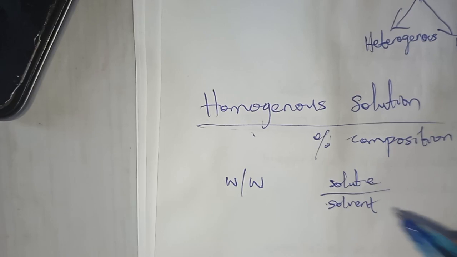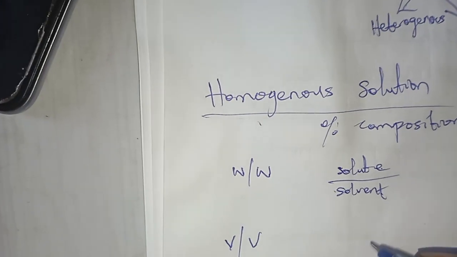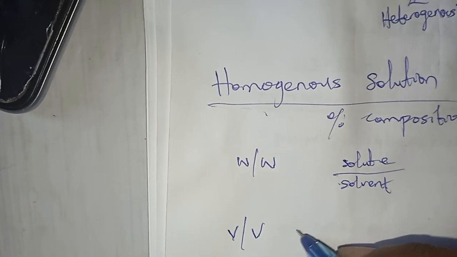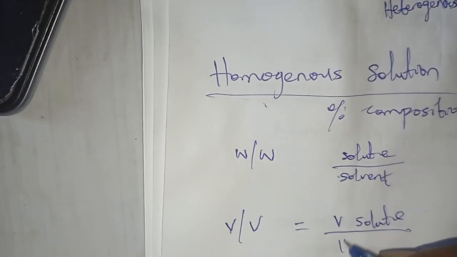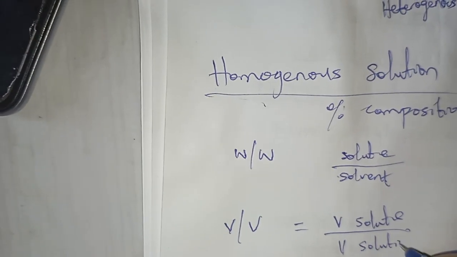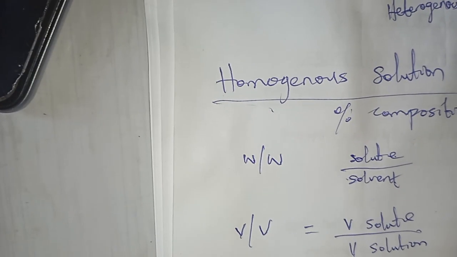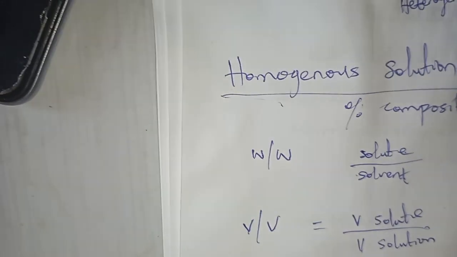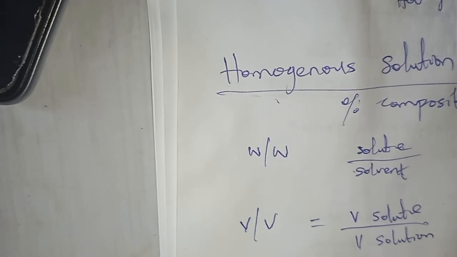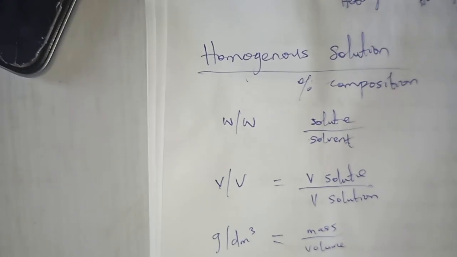So that means solute per solvent. Then we have volume per volume, and this is the volume of solute per volume of solution. Then we have gram per dm cube. So this one is like density, mass over volume. So these are ways to measure solution.